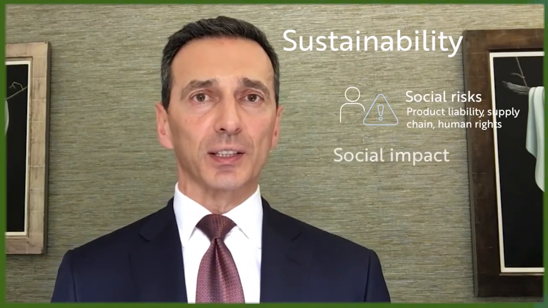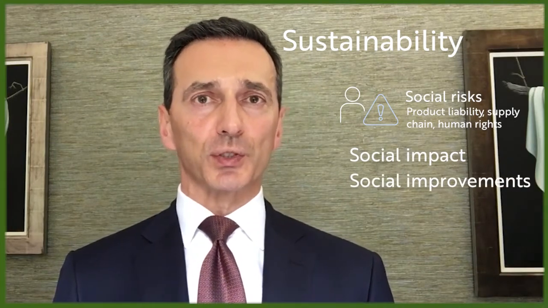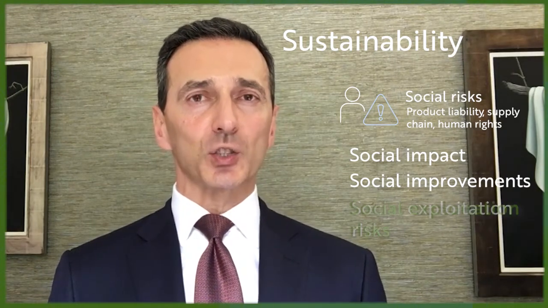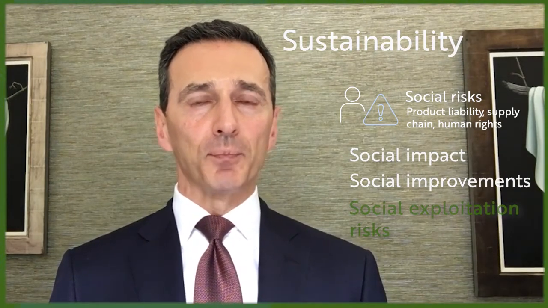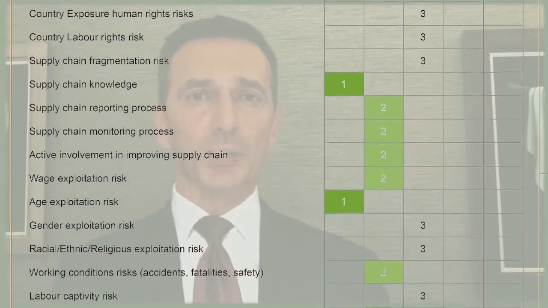Today, we want to focus on the sustainability side and more specifically social risks. On the social risk side, we're assessing things like the social impact companies' activities have, social improvements that they're making, but also social exploitation risks. And that's the one we want to focus on today. On social exploitation risks, we have an additional 22 parameters that we're assessing for every company we research.